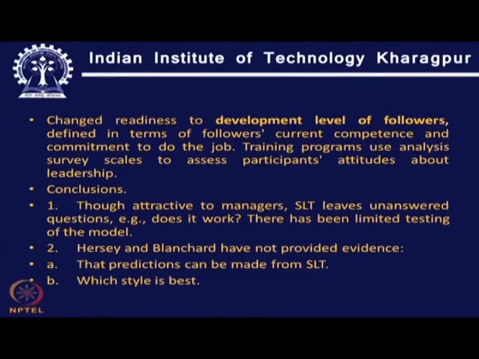Situational leadership, though it is attractive to managers, may leave unanswered questions, such as: does it work? There are also some practical applications of it. This evidence was not supported by Hersey and Blanchard. What predictions can be made from the situational leadership style? Which style works best? These things are not very clear from the model.